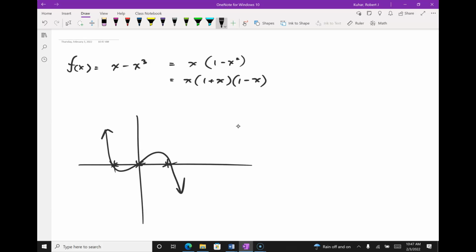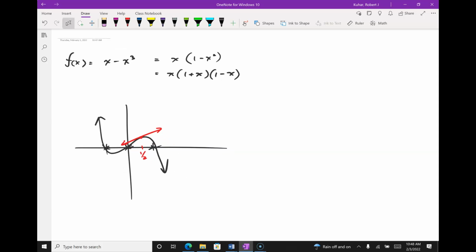So it's done something like this, right? So let's say we're going to find this tangent line at 1/2. Well, I need to find the derivative first, okay? So we're going to do the shortcut quickly, and then we'll do the long cut.